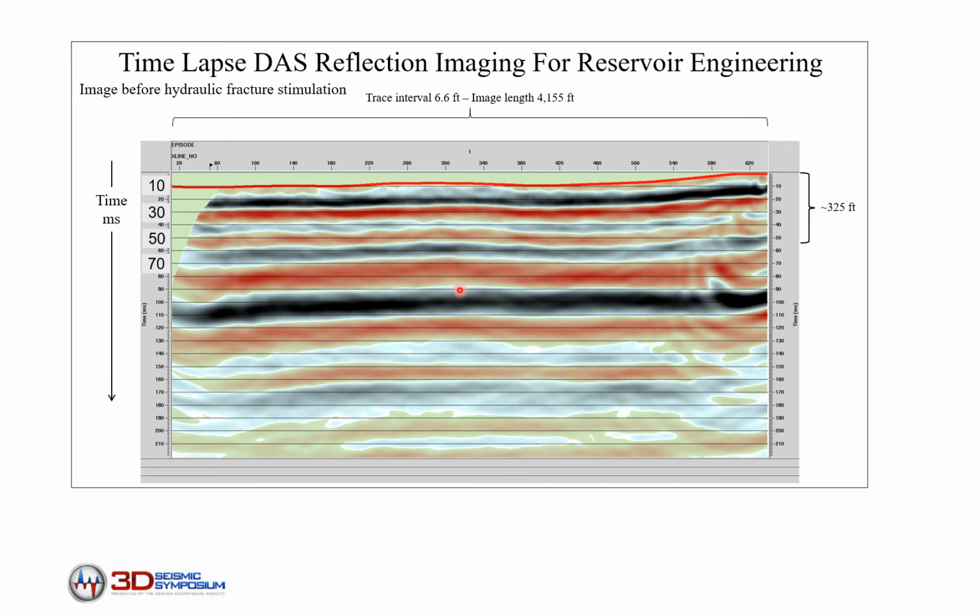Now, before I show you the time lapse image, I want to just draw your attention to two places here. One is this reflector, where you're going to see a lot of changes as we jump from one survey to the next. In particular, you're going to see a lot of changes in amplitude. It just looks more chopped up.